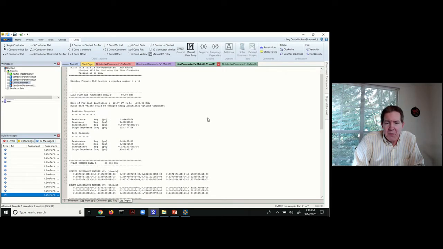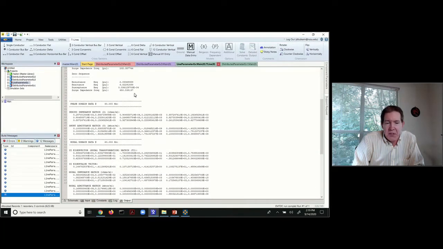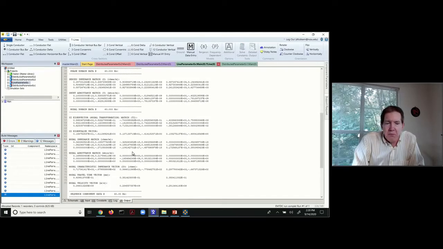What's interesting is that it prints out the series impedance matrix and the shunt admittance matrix, and these are the things you'll be looking at for homework assignment number 5, where I asked you to do a comparison between what you'd get using my MATLAB code versus doing these calculations in PSCAD. But you notice below this that they have what they call modal domain data.